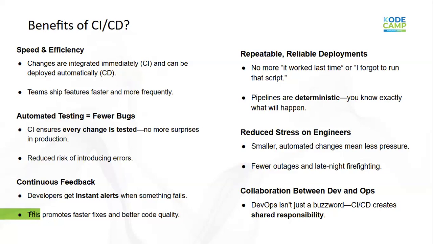It doesn't stop. Now there's reduced stress on engineers. Smaller automated changes mean less pressure, fewer outages, and fewer late night firefights. People have seen firefighters trying to put out fire. That's exactly the same way that DevOps engineers and cloud engineers work. Someone might buzz you in the night when you're with your family, saying our app is down, come and solve this issue. And then you start trying to troubleshoot, and it doesn't make any sense.